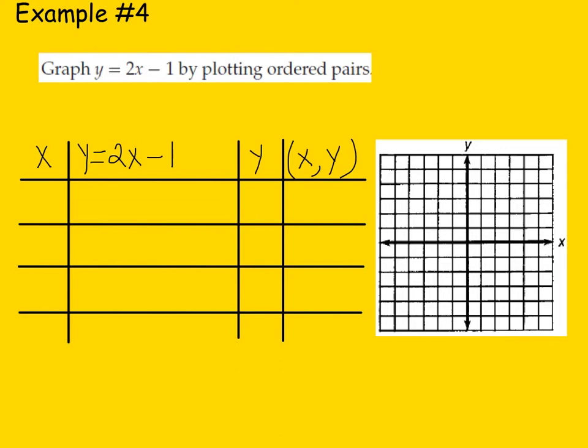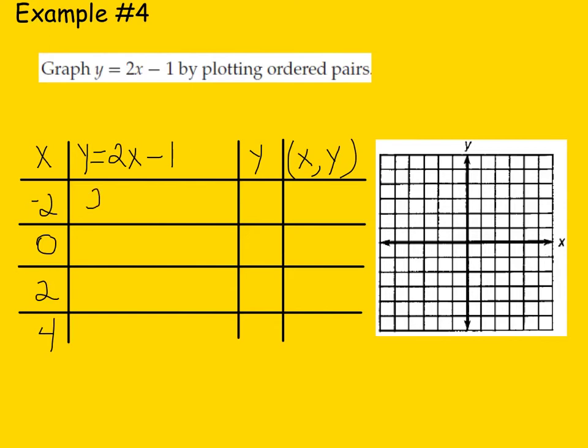I'll give you the x values for this one, and then you should try filling out the chart on your own. Again, let's do negative 2, 0, 2, and 4. Go ahead and pause, fill in your chart, and then continue to check your answer.